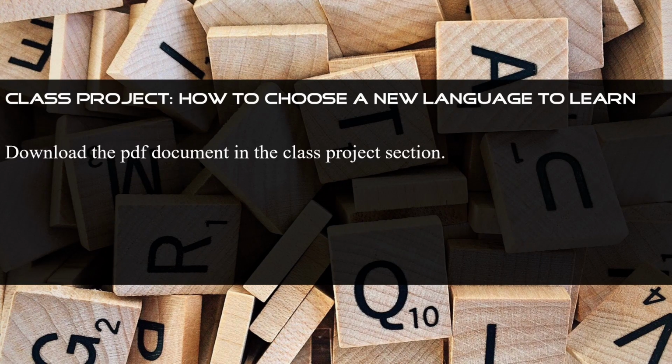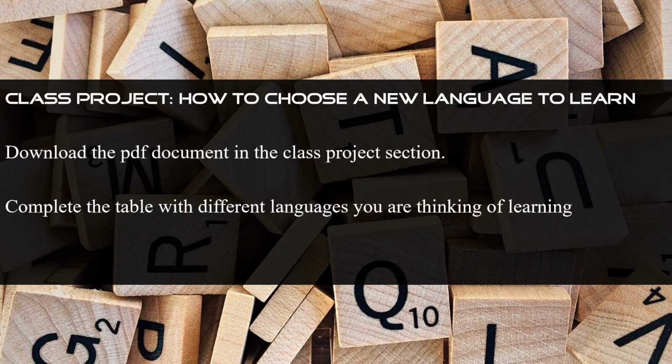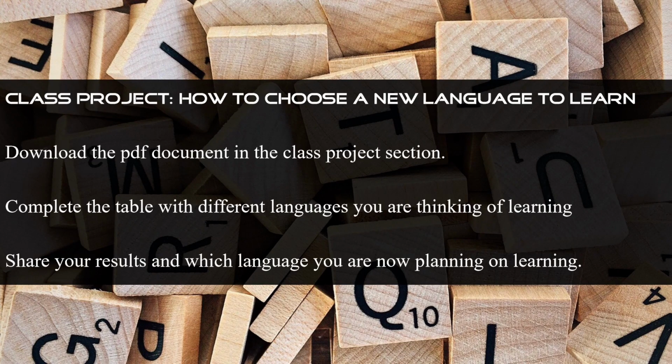So you can download the PDF document that is in the class project section that will give you all the information that you need to know about this class project and how to choose a new language to learn. So what you need to do is complete the table. You need to add different languages that you're thinking of learning. Depending on the criteria, that can give you some ideas, or maybe you already have some ideas but you're not sure. Maybe you want to learn a couple of languages but you don't know which one is the best for you. So just select a couple and then we're going to complete the table.